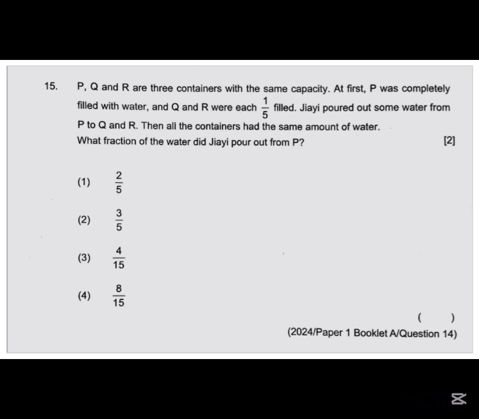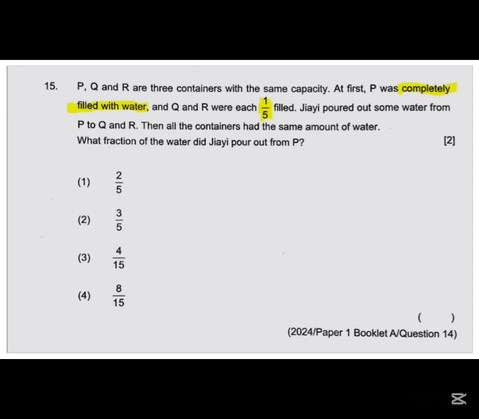Okay, so firstly we know that Q and R are both just 1 out of 5 filled, right? So what can we learn from this? We can see that each container has 5 parts. We can understand it that way. Q and R only had 1 part filled, while P is completely filled with water, which means it had 5 parts filled. So what we can do is this.